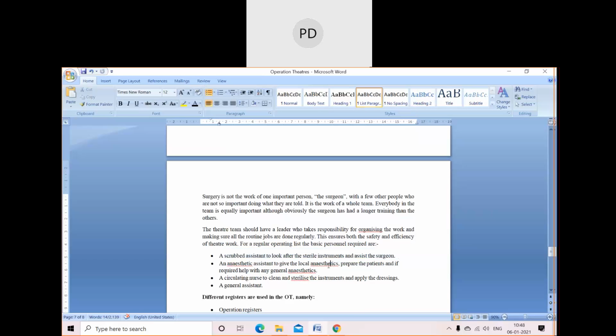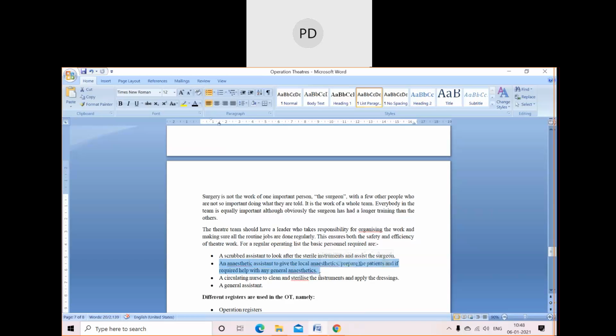An anesthetic assistant, to give local anesthesia, prepare the patient if required, and help with any general anesthesia. It depends what kind of anesthesia is needed for the particular surgery. So the anesthetist is the person who takes sole responsibility for deciding what kind of anesthesia is needed for this particular patient.